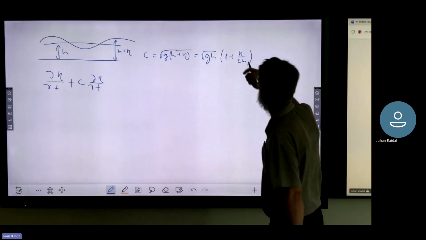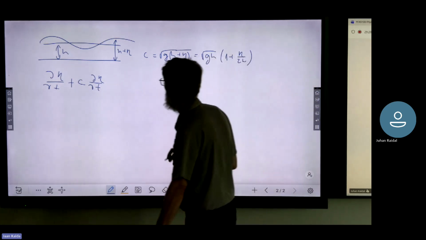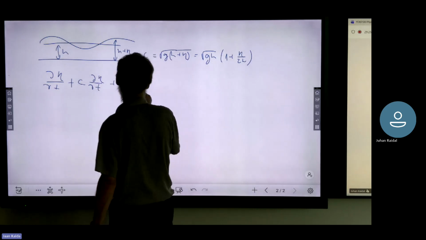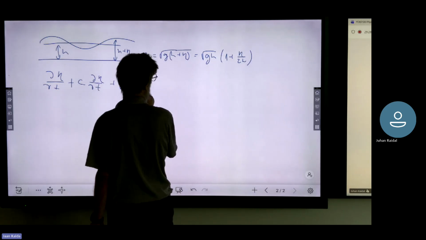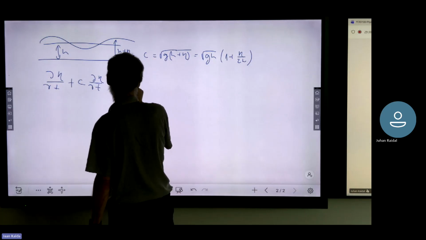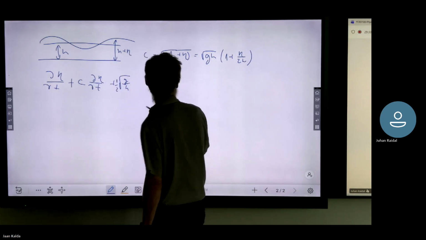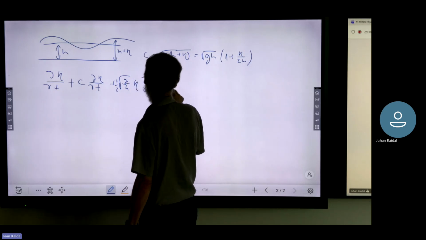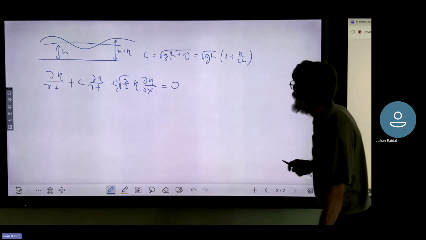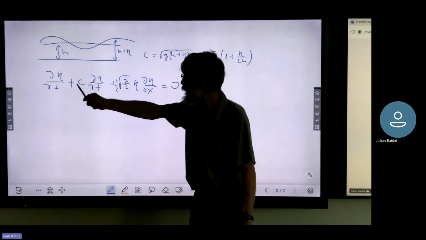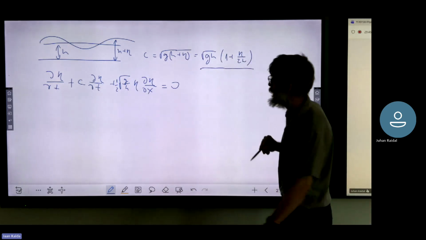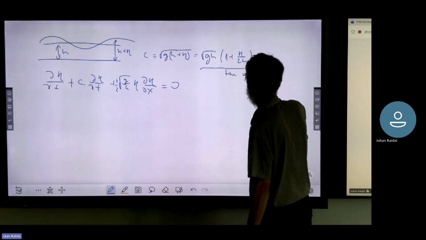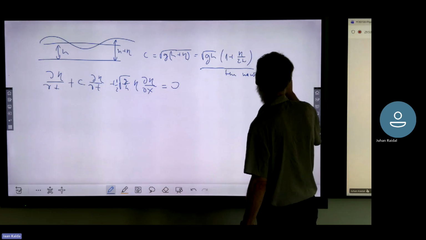And now we have this term here, which is plus the square root of g divided by h, 1/2 g divided by h, eta times d eta over dx equal to 0. What I did was just plug in, instead of c, this corrected value from here, right? This is the new propagation speed.